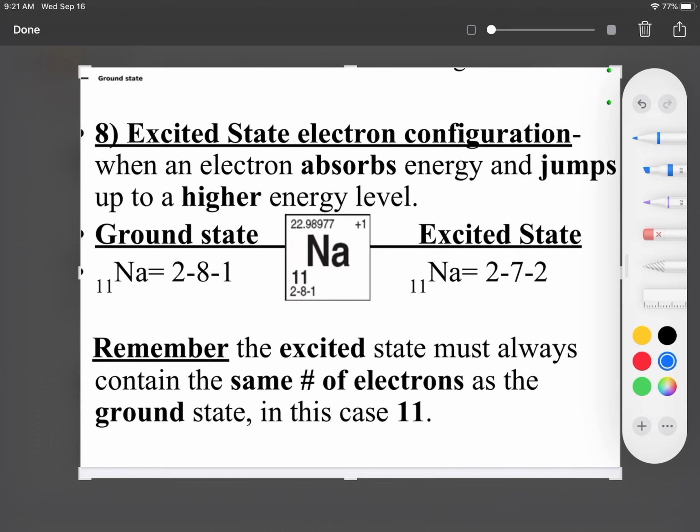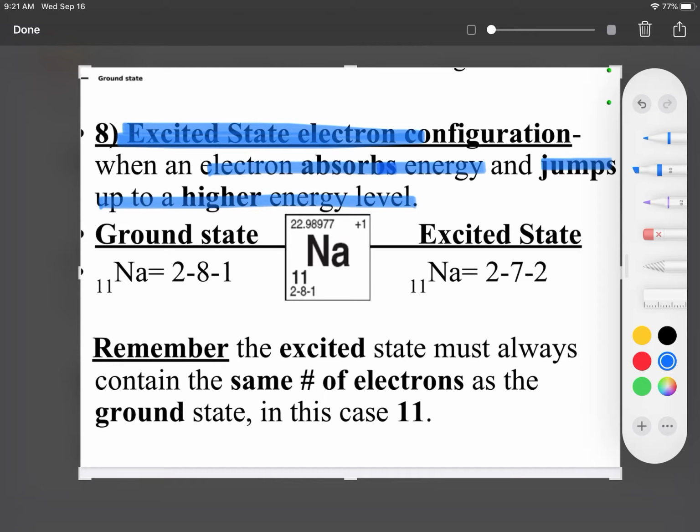Similar to an electron, guys. For an electron to be in what's called the excited state, okay, the excited state is not the ground state. The ground state is a relaxed state. The excited state is when an electron absorbs energy and jumps up to a higher energy level.